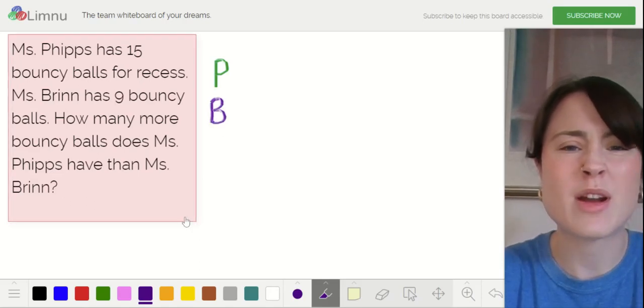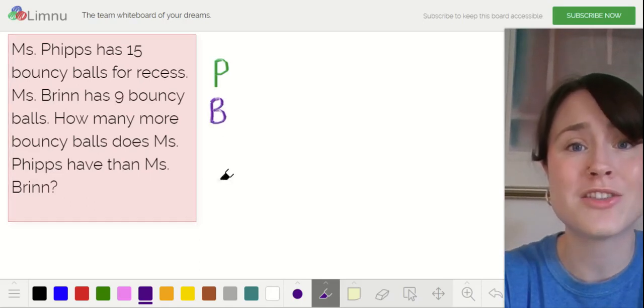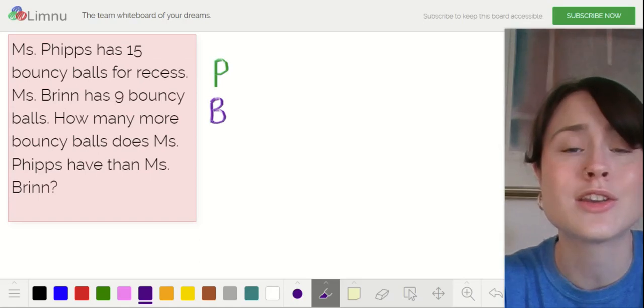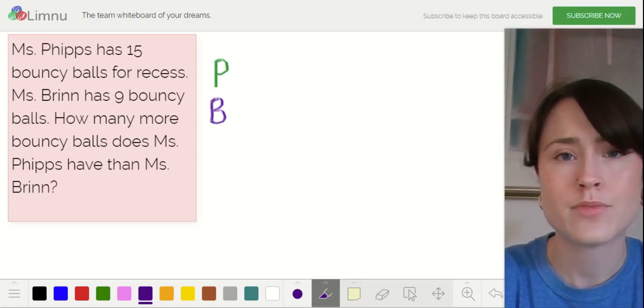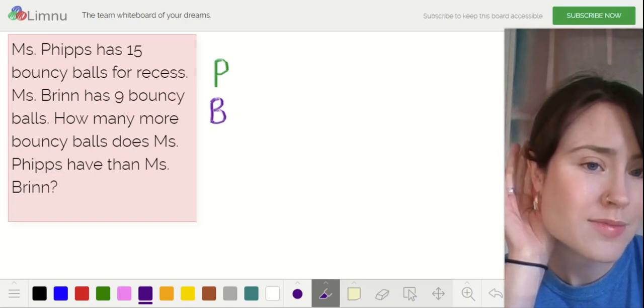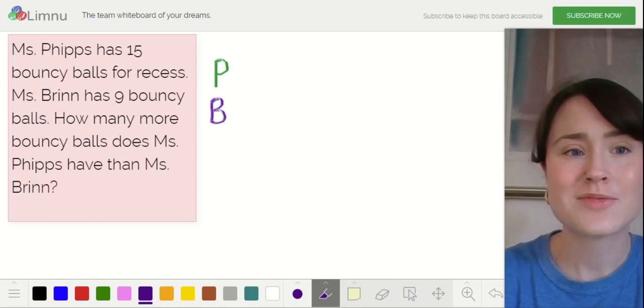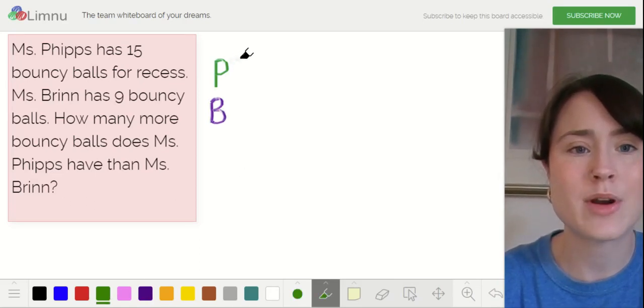I don't really want to draw bouncy balls, so I'm just going to use the second grade strategy and show these values in a bar model. So whose bar is going to be longer? Who has more bouncy balls? Yeah, that's right. Miss Phipps has more bouncy balls. So let's make sure that her bar looks a bit longer.